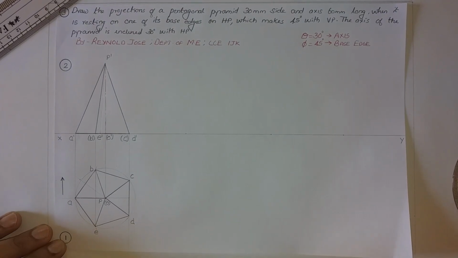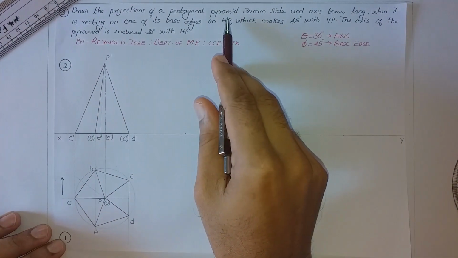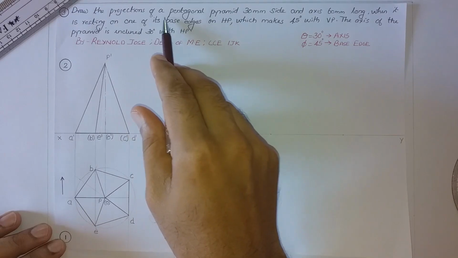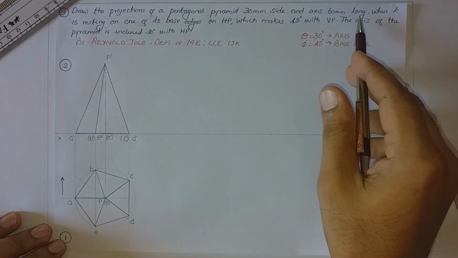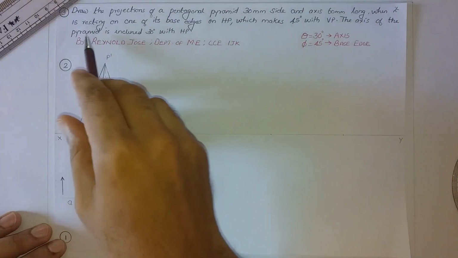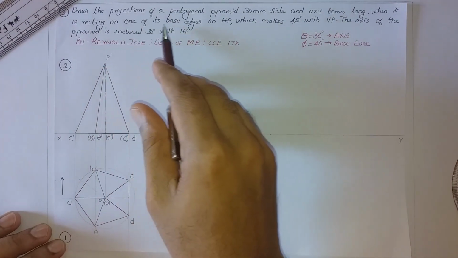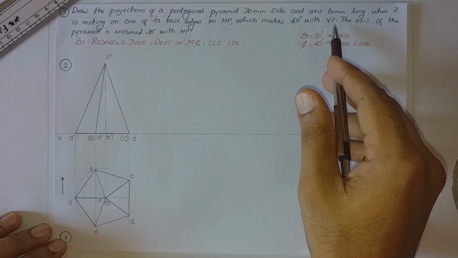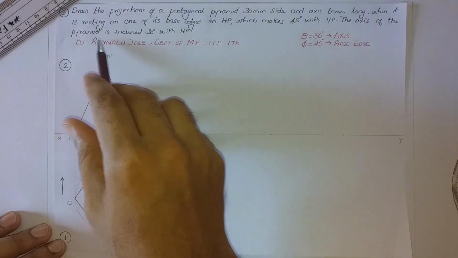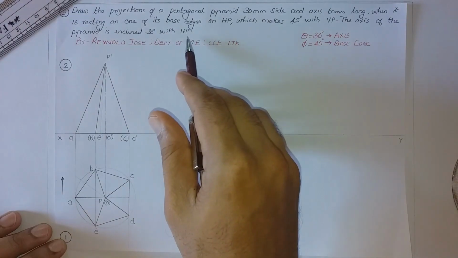Now we shall do the problem regarding a pentagonal pyramid. Draw the projections of a pentagonal pyramid, 30 mm side and axis 60 mm long, when it is resting on one of its base edges on HP, which makes 45 degree with VP. The axis of the pyramid is inclined 30 degree with HP.